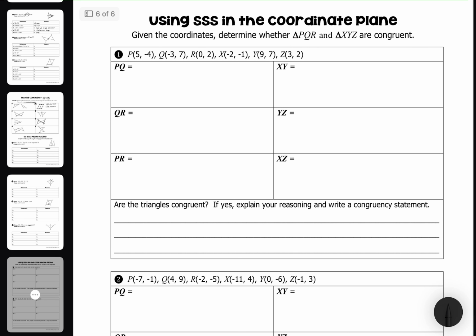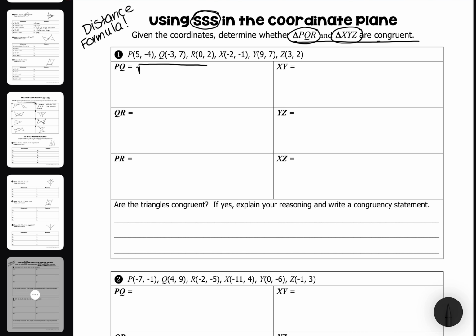And then for the rest of your class, down here, now this one is funky. Using side, side, side, or side angle side in the coordinate plane, this is a little different, okay? So determine whether these two triangles are congruent. If I'm thinking about using side, side, side, well, I want to state that sides are congruent. In the coordinate plane, I could do that by finding lengths or finding distances. So for these problems, you would be using your distance formula, okay? So here they're specifying triangle PQR and triangle XYZ. You want to start by figuring out, hey, what's the length of PQ?